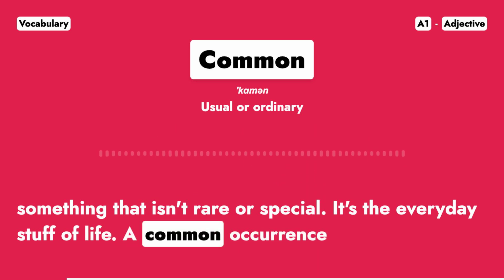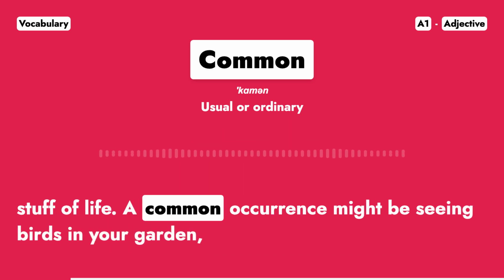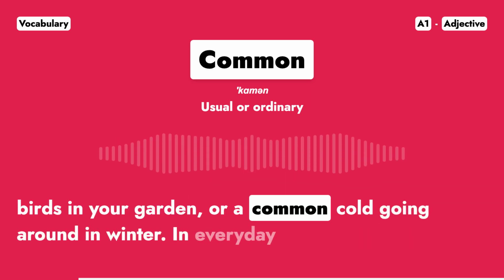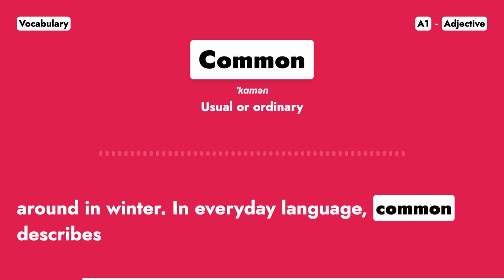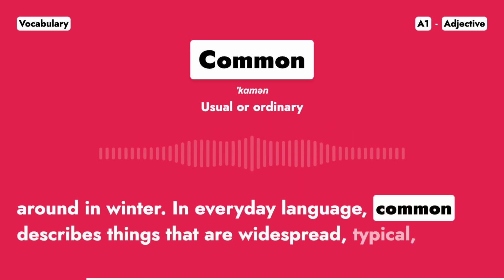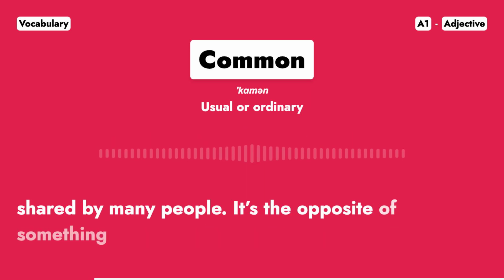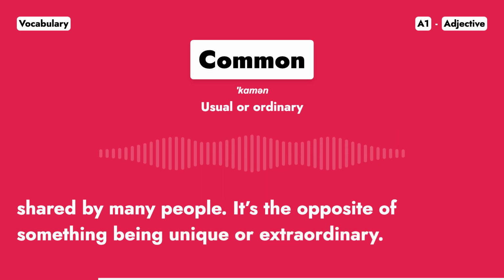A common occurrence might be seeing birds in your garden, or a common cold going around in winter. In everyday language, common describes things that are widespread, typical, or shared by many people. It's the opposite of something being unique or extraordinary.